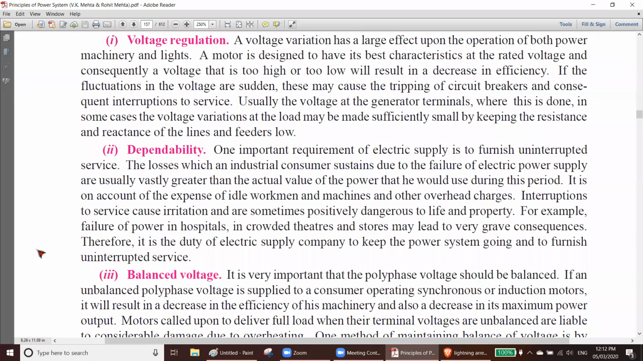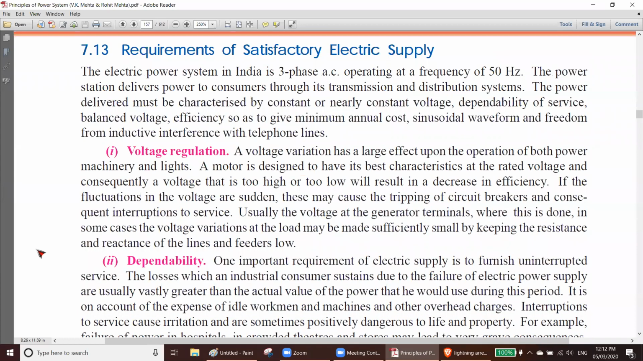Requirements of satisfactory electric supply. Remember, the electric power system in India and Bangladesh is 3-phase AC operating at a frequency of 50 Hz.